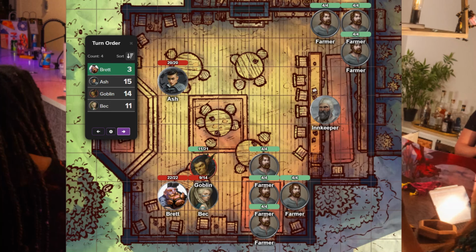A rapier does 1d8 damage. Brett rolls and gets a 2. He then adds 3 for his dexterity for a total of 5 points of damage. The Goblin now has taken 10 points of damage from Brett and Beck.